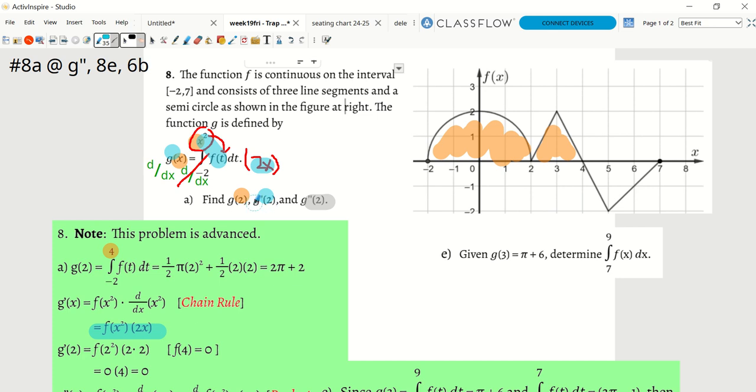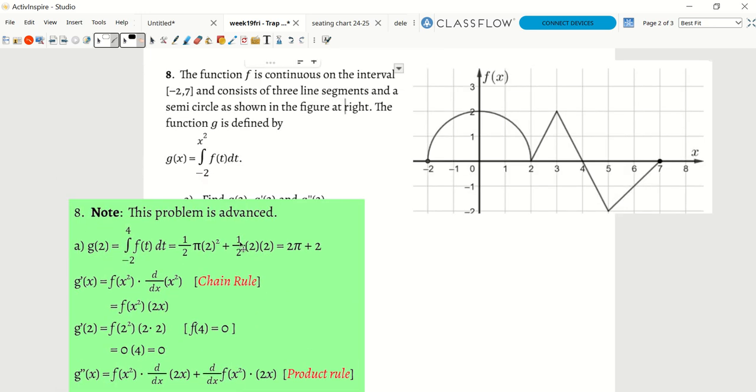And then now we just plug in 2 in for where we have x. So we get basically f of 2 squared, which is 4, times 2 times 2, which is 4. Again, we're just plugging in 2 everywhere we see an x. And f of 4 is going to be 0. 0 times anything is 0. All right, now I want you to pay close attention to 8A, but part 3.